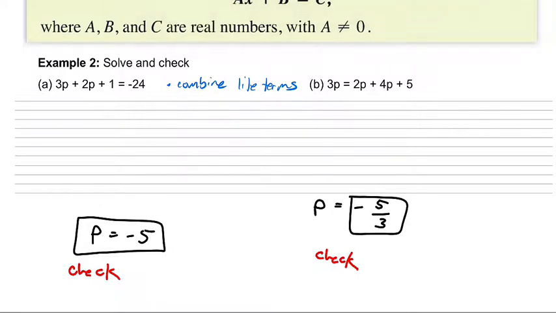So then the question is, what are the like terms? Well, on the left side of the equal sign, the like terms are 3p plus 2p. We add those together to give us 5p. The 1 comes down, the equal sign comes down, and the negative 24 comes down. So then we can use something called the additive property of equality.